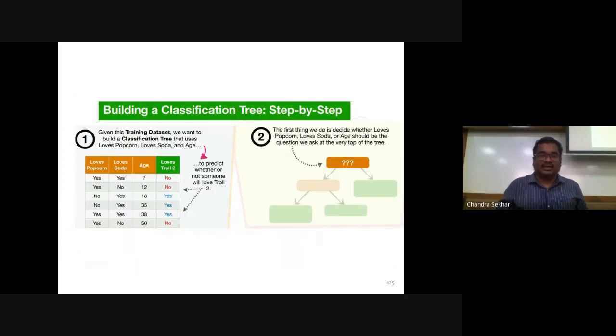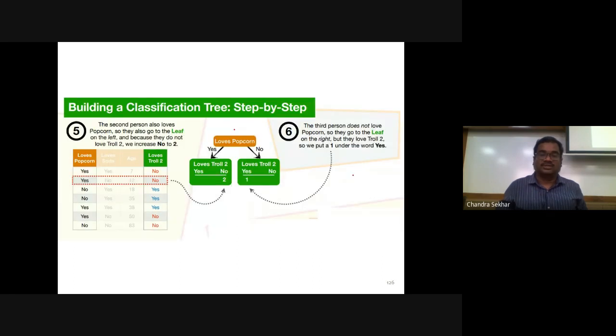See here, this is how the tree starts. I need to select one of the features, right? The root node and interior nodes are the features, and the leaves are the labels. So which feature do I need to select? I need to select loves popcorn or loves soda or age. Which one do I need to select? Now assume that I started with loves popcorn.